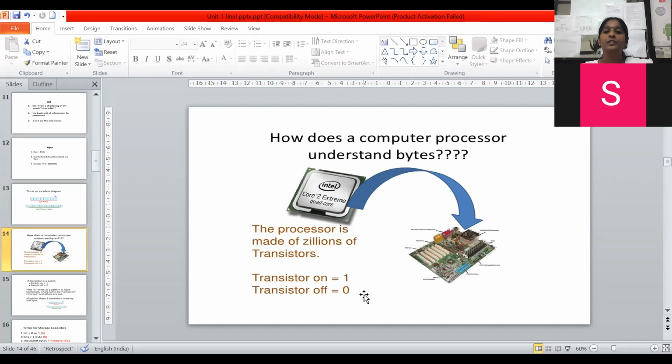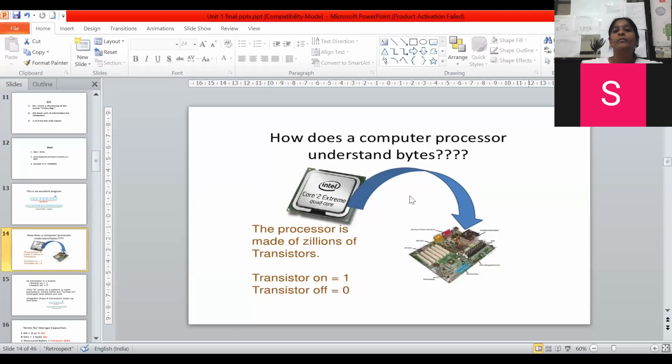Now from the digital point of view, you remember only, if I want to store the data, it will consider the number of transistors. Trillion, zillion transistors are considered in the computer processor. Okay, and each transistor can store 1 bit data.